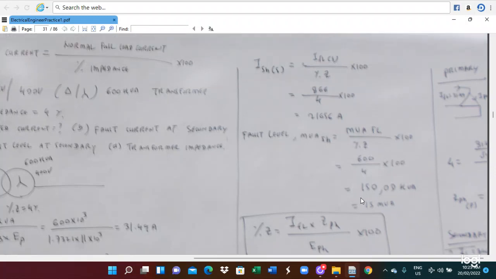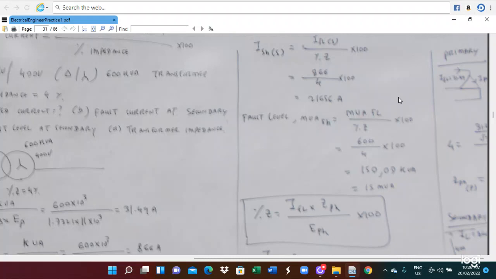Fault current of the secondary. The fault current of the secondary is the secondary's full load current, which we calculated as 866, and the percentage impedance is 4%. So 866 divided by 4 multiplied by 100, you get 21,650 ampere. This is the short circuit current we can calculate.